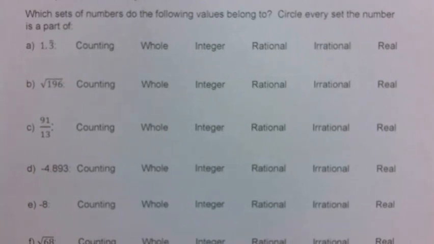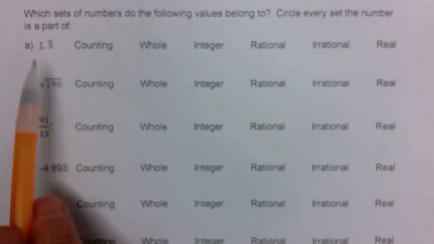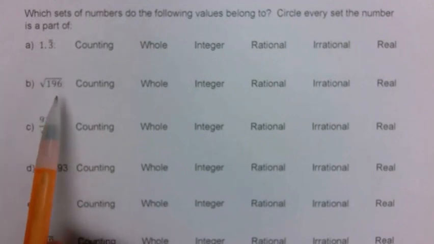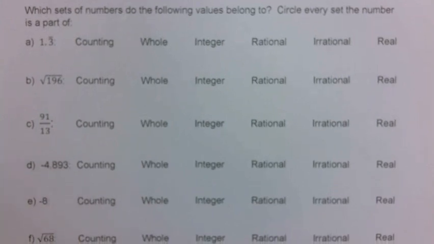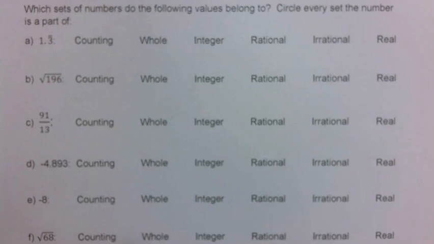In our first example, we're going to classify numbers. I want to know which sets of numbers the following values belong to. Circle every set that the number is a part of. So I have 1 3/10 repeated, the square root of 196, 91 thirteenths, negative 4 and 893 thousandths, negative 8, and down in letter F, the square root of 68.